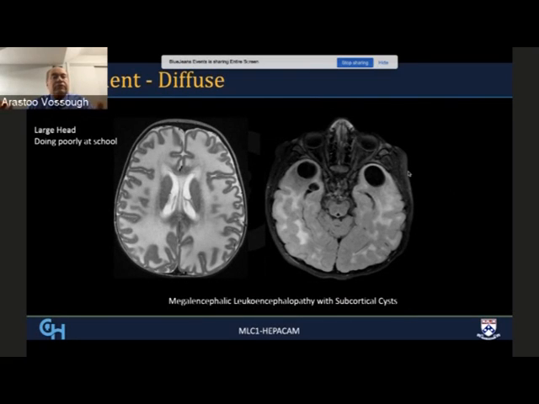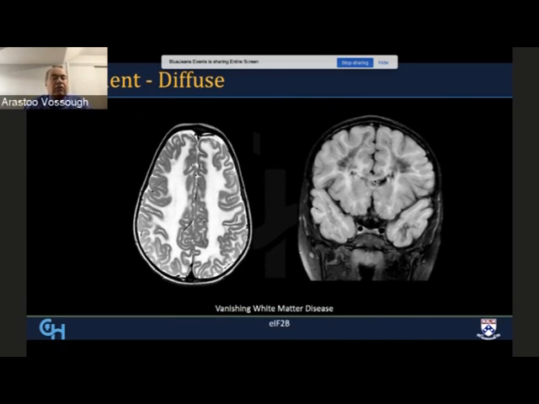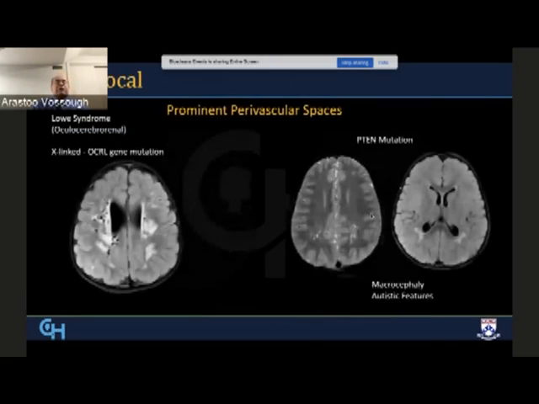Now, how about confluent and diffuse? This is an example of a patient with MLC, megalencephalic leukoencephalopathy with subcortical cysts, large head, doing poorly at school, actually functionally doing much better than what you can see on the MRI. You can see the diffuse involvement, and this is a FLAIR sequence that helps with delineation of cystic or disruptive changes in the white matter. This is another example of diffuse involvement with vanishing white matter disease. Again, the FLAIR can help with seeing those changes which may not be as readily evident on T2-weighted imaging.